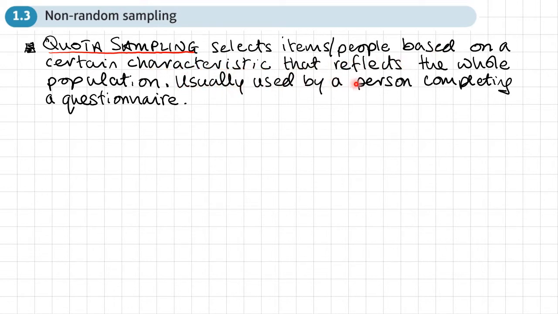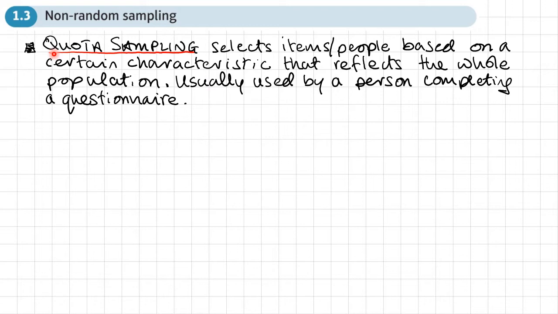Now usually this is used by a person completing some sort of questionnaire. So an example might be the person that's completing the questionnaire, or person doing the research, has been told beforehand that they maybe need to pick 10 people that wear glasses, 20 people that are pushing a pram, and 3 people with a walking stick. And they would have a look at the people that come along. If they fit their quota, if they fit the characteristic that they want, they will interview that person, then move on to the next person. And then when they've completed their quota of the different characteristics, then they would stop.